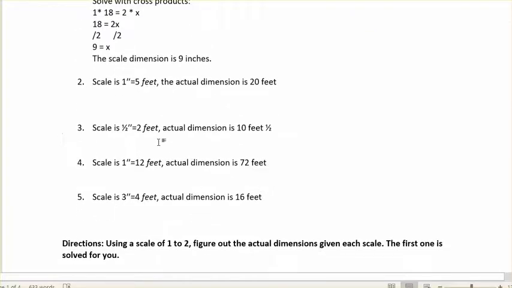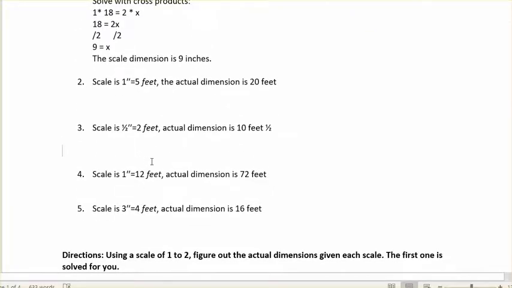Let's look at number 3 because there's a fraction in that one, so you might think it looks a little strange. It says that the scale is 1/2 inch equals 2 feet. The actual dimension is, I don't know what that 1/2 is sitting there for. I'll fix that on the worksheet. The actual dimension is 10 feet.